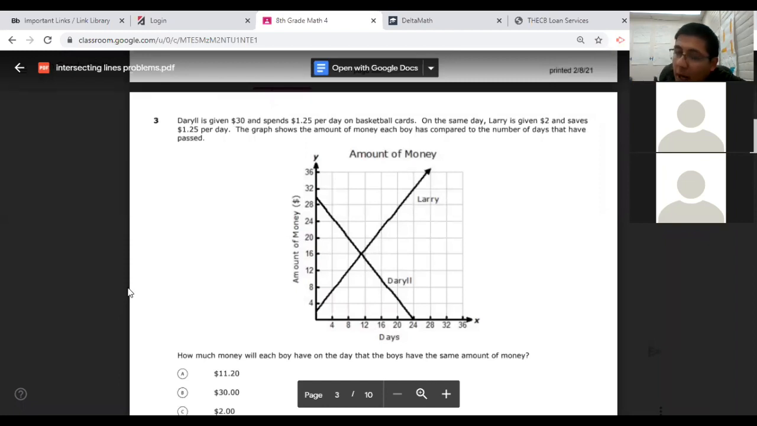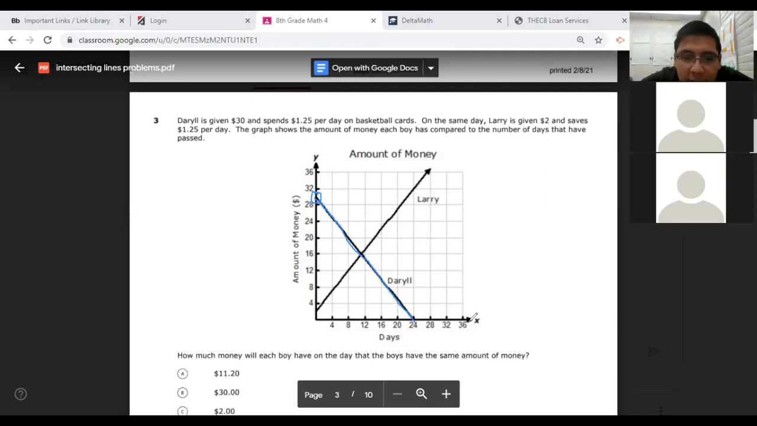What is Daryl's graph? What would that one look like? Because he says he's given $30. So he starts off with $30 and every day he's spending $1.25. So what's going to happen to the $30? It would go down, right? So we see his graph starts here, which is around $30. Well, it should be exactly $30. And every day it's going down until he has nothing left.